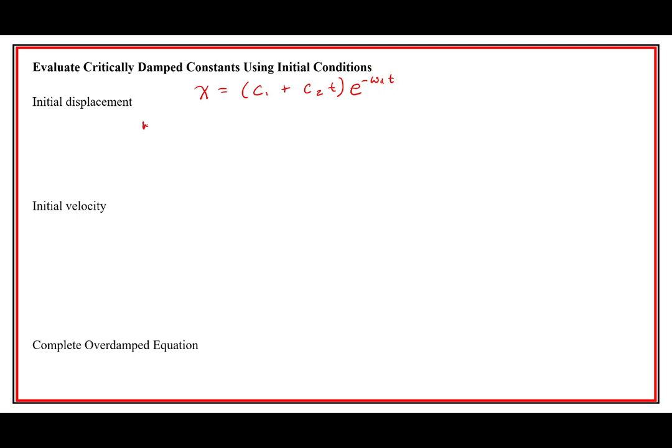So if the time equals 0, this is as a function of time, we're going to have this initial displacement, which is going to be c1 plus c2 times 0, e to the 0, right? So that just goes to 1. That just goes away. So c1 is equal to the initial displacement x naught right there. There's my therefore.